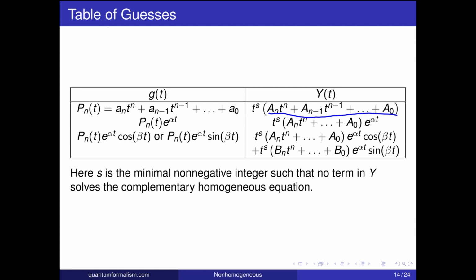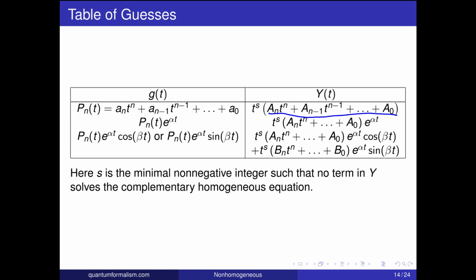If you have e to the alpha t, then just guessing some constant times e to the alpha t is good enough. I guess there's a few cases we didn't quite run into, but if you have a polynomial times e to the alpha t, then you want to guess a general polynomial times e to the alpha t. And then finally, if you have a polynomial times e to the alpha t times cosine of beta t, or a polynomial times e to the alpha t times sine of beta t, you need to guess both a general polynomial times e to the alpha t cosine of beta t, as well as another general polynomial of that degree times e to the alpha t sine beta t.